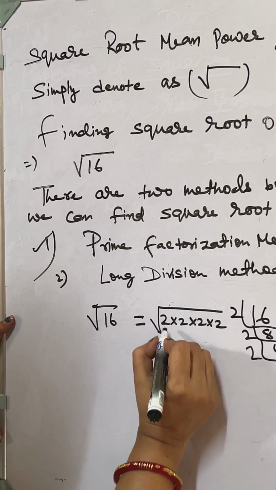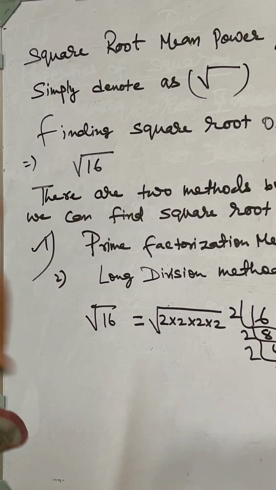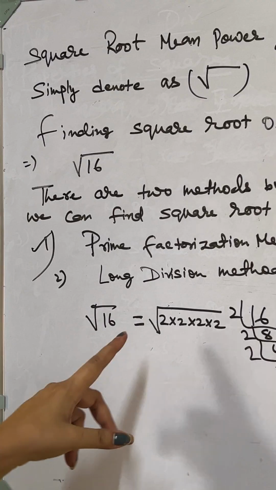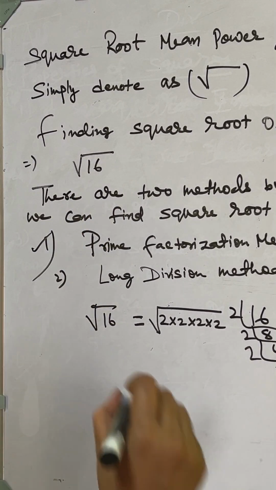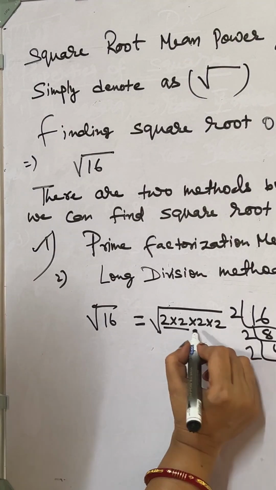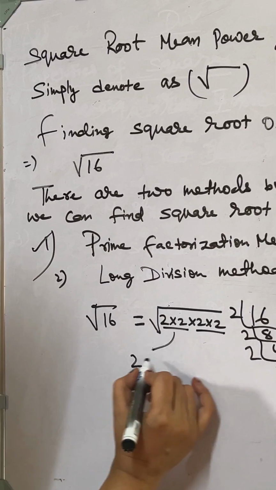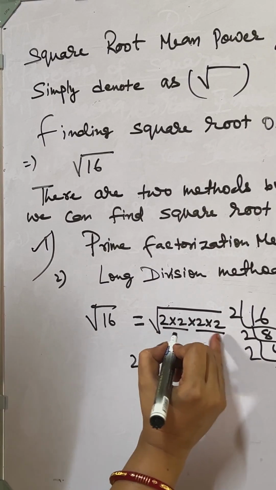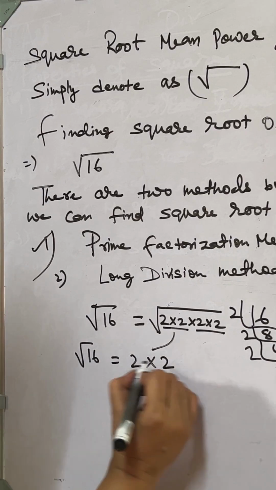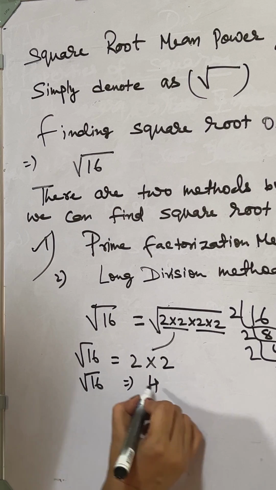Now, we can make pairs because square means power 2, and square root means power 1 by 2. So here we need to find out the square root. We will make pairs of 2 2. This 2 is one pair, this 2 is one pair. So from this pair one 2 will come out, and from this pair one 2 will come out, and then we have to multiply 2 into 2 and we will get 4. So the square root of 16 is 4.